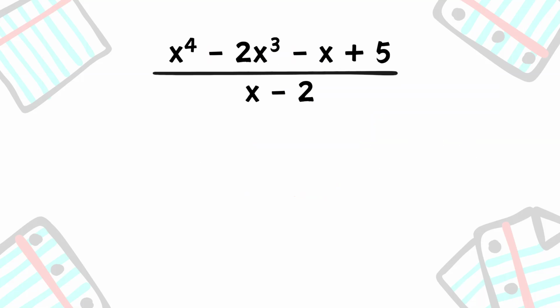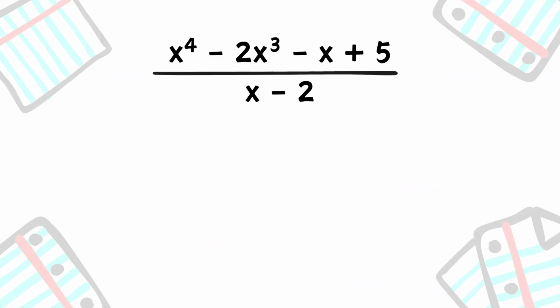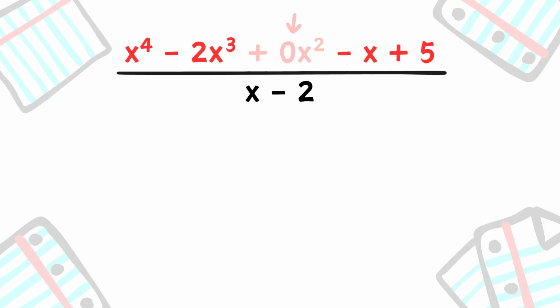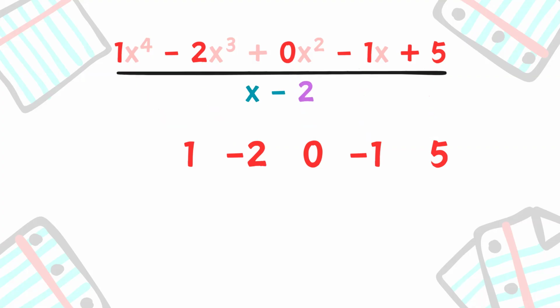This one is a big one. Let's divide x to the power of 4 minus 2 times x to the power of 3 minus x plus 5. Let's divide all of that by x minus 2. And why don't you take a go at this on your own first? Alright, so the first thing we notice is we don't have a term for x squared in the dividend. To keep track, let's put 0x squared in that place. This will help us with our coefficients. So our coefficients now are 1, -2, 0, -1, and 5, and our root is 2.